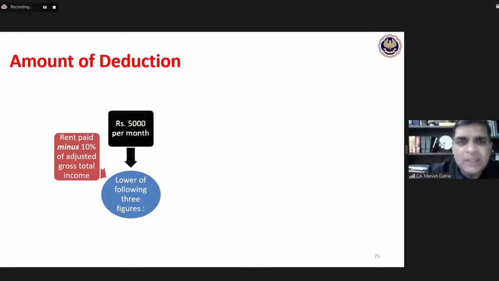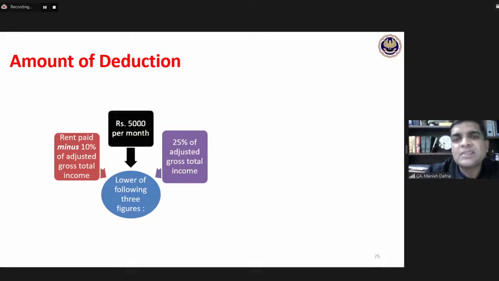Second is rupees 5,000 per month, 60,000 rupees in a year. So this is my second figure. And the third figure is 25% of the adjusted gross total income. The least of these three figures is the amount of exemption under section 80GG. So we can see there is a maximum ceiling, 5,000 rupees per month, that is 60,000 rupees in a year, which is the maximum deduction one can claim under this particular section, subject to two other figures also.